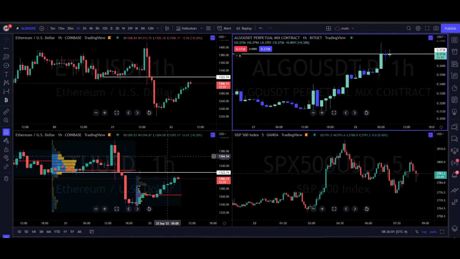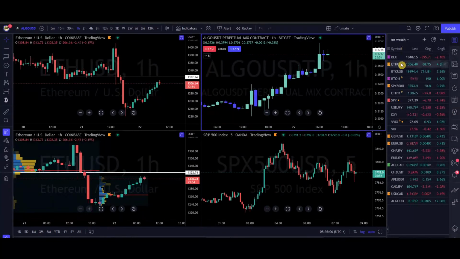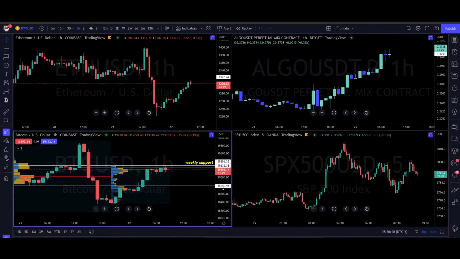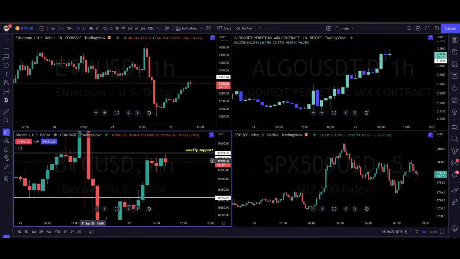I think Ethereum or something like Bitcoin would be better suited for a short entry. Bitcoin is definitely my favorite as far as being at a major level, which is old weekly support. And that's what we like to do. We look for the trades at the high probable areas. Right now, the only thing you got on algo, well, it is weekly and daily resistance on this exchange, but on other exchanges, it's not.